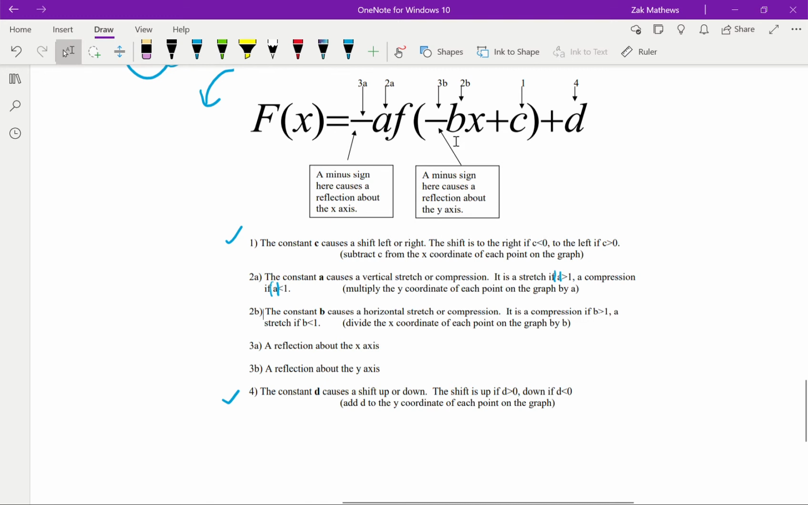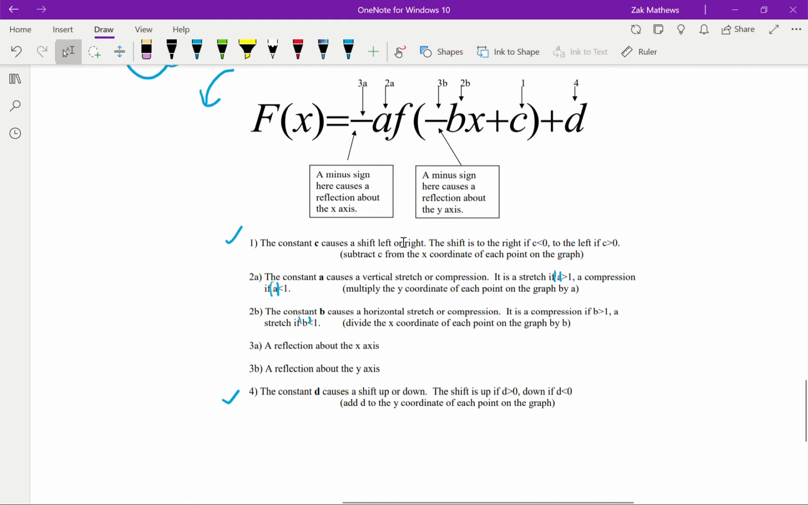If we look at our b, it is attached to the x, so that means it has to be opposite. If the b is greater than 1, we would say, well, 2 times the number would make it bigger, but actually with horizontal, it's going to do the opposite. It's going to compress it. And if the b is less than 1, and again, we mean the absolute value of b here, then it's going to actually end up being a stretch because the x's are always backwards.